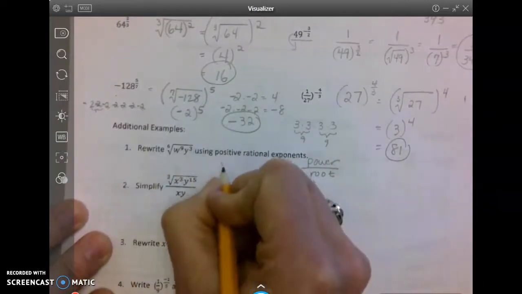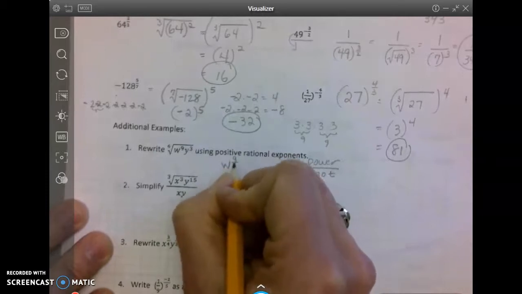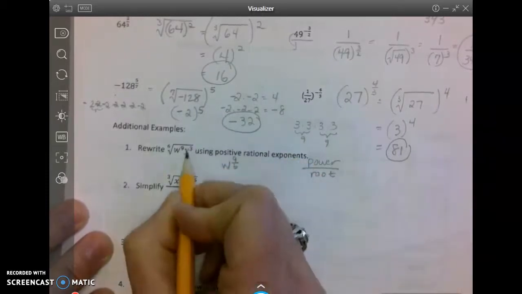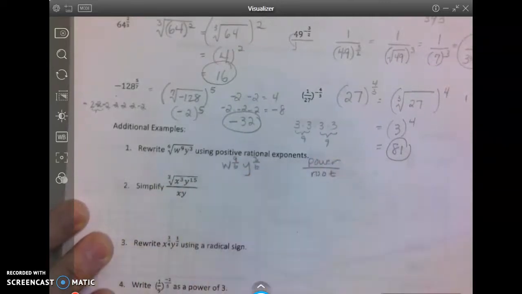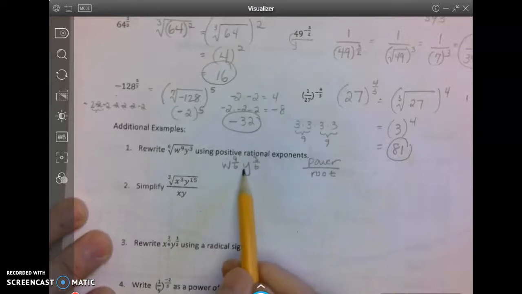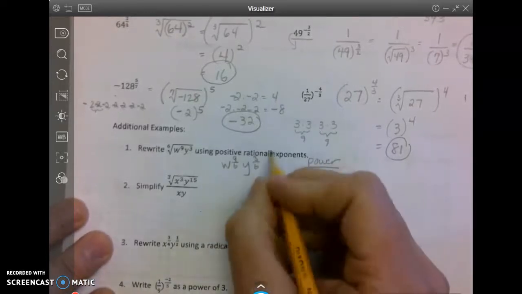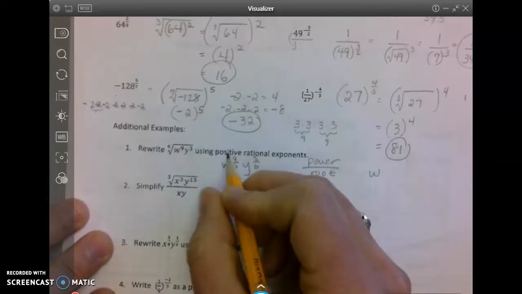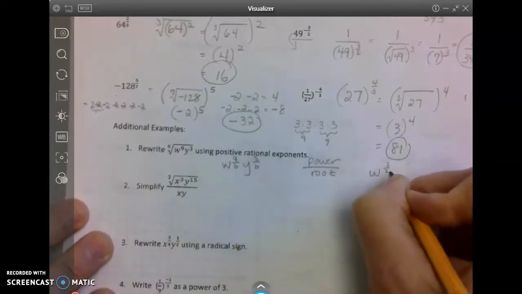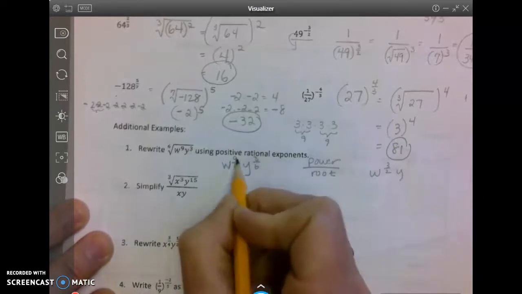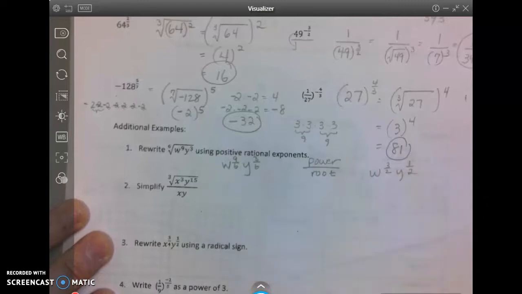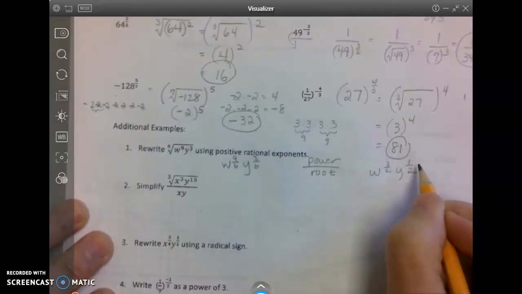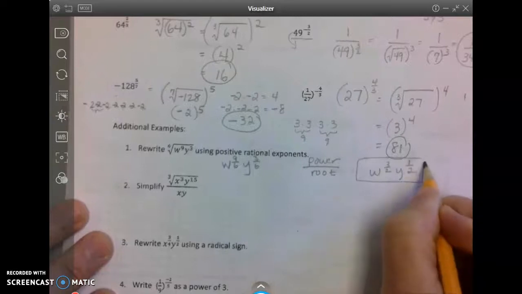So the W, the power is 9, the root is 6. The Y, the power is 3, the root is 6. Now, of course, like all fractions, we do need to put in lowest terms. So this becomes W to the 3/2, Y, because they can both be divided by 3, to the 1/2. And there is my final answer.